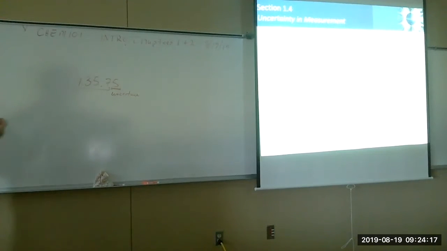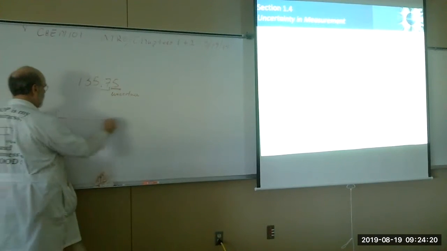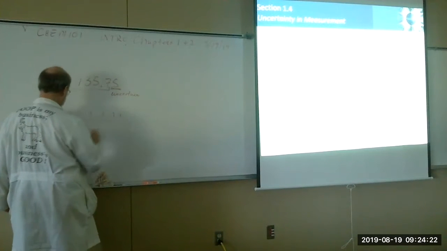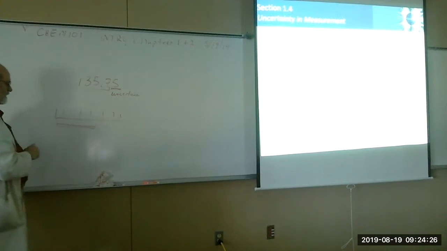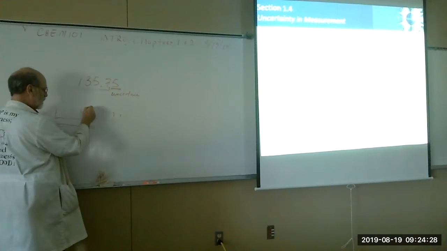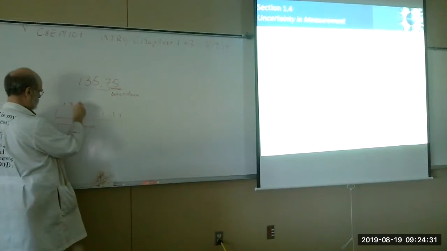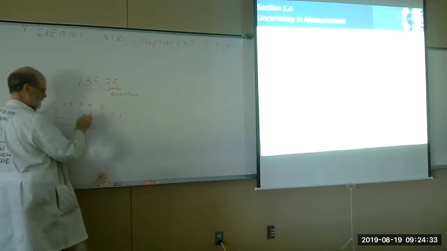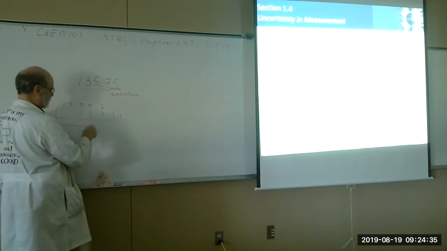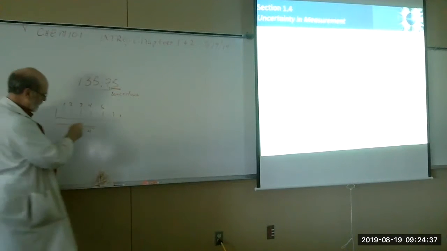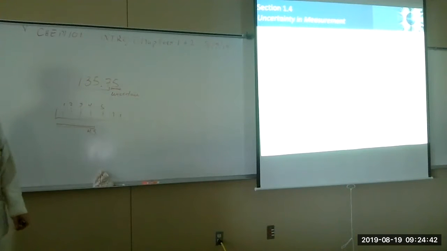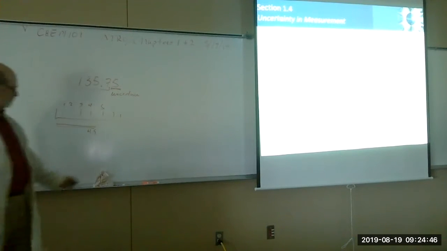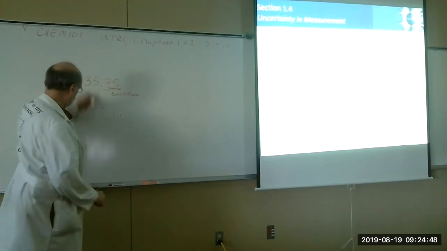So if you have a measuring device that's like this, and you have something that's this long, whatever this number is, let's say it's 1, 2, 3, 4, 5. Okay, so this 4, that's certain. The last one, the estimate, looks like it's about halfway. That's the uncertain. So the last one is an estimate, right? That's the uncertain number.